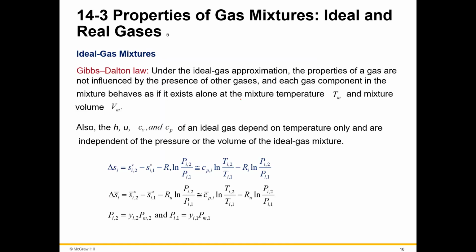So then when you look at the Gibbs-Dalton law, under the ideal gas approximation, the properties of the gas are not influenced by the presence of other gases. And each gas component in the mixture behaves as if it exists alone at the mixture temperature, Tm, and mixture volume, Vm. So what does that mean? That means that you could get a mixture already. The mixture can exist already.